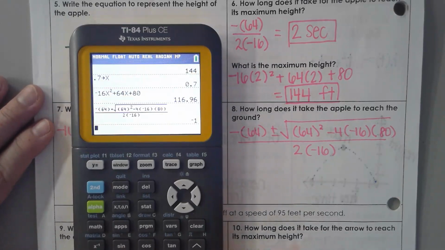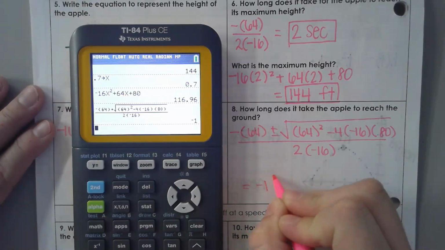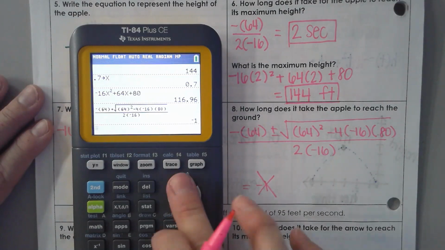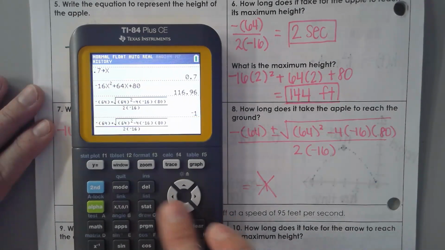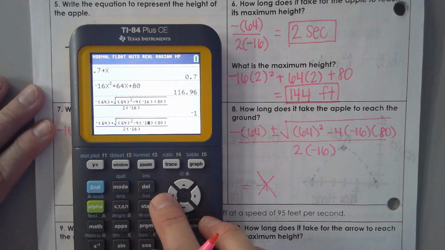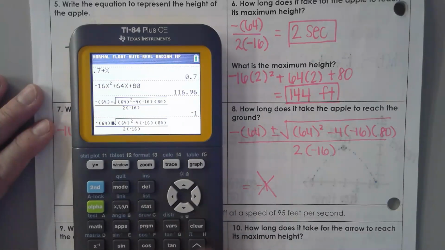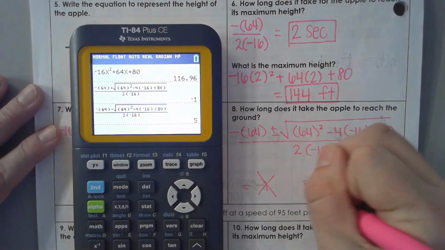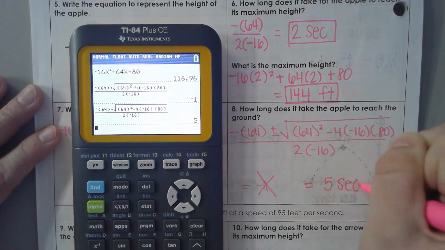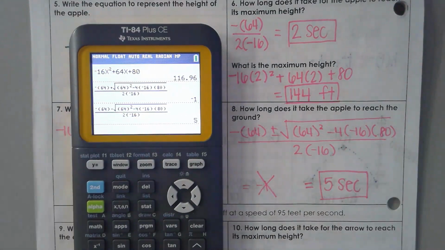So the first time I do it, I get -1. I'm not going to use that one because it's negative. But when I change it to a minus, I get 5. So at 5 seconds, it's back on the ground. So it did not take long at all.